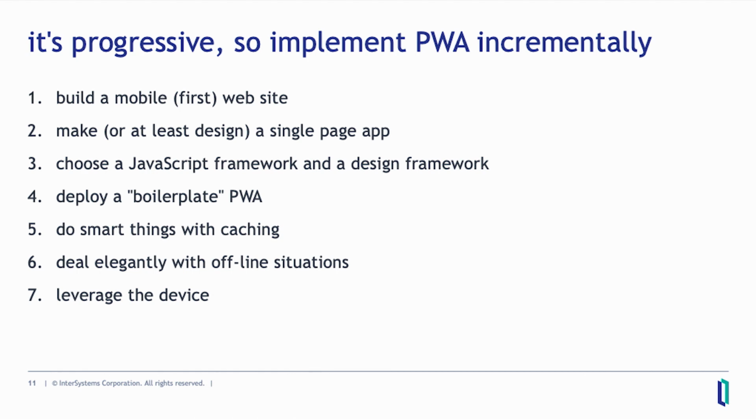And then steps 5, 6, and 7 are really the advanced steps, which you can maybe not even get to. Actually, 5 you better get to, but 6 and 7 are very advanced and sort of optional. But number 5, do smart things with caching. I'm going to talk a lot about that at the end here.